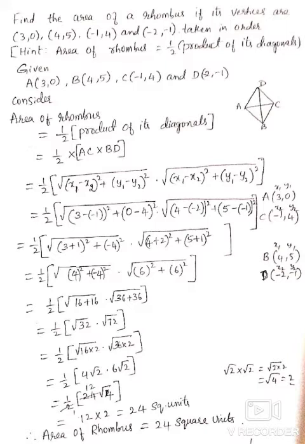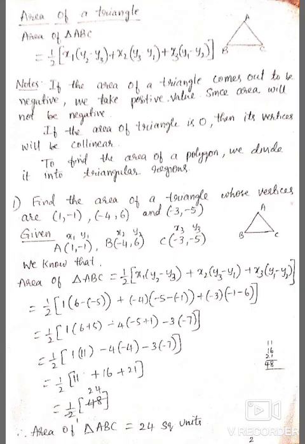Like this you have to apply the distance formula for the AC diagonal and the distance formula for the BD diagonal. When you consider AC, take point A as (x1, y1) and point C as (x2, y2). When you consider diagonal BD, take point B as (x1, y1) and point D as (x2, y2). Then you substitute clearly and you will get the answer. Okay, so that is the area of the rhombus.